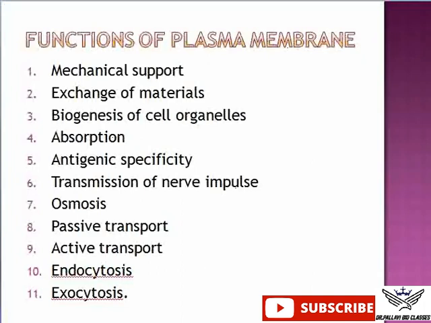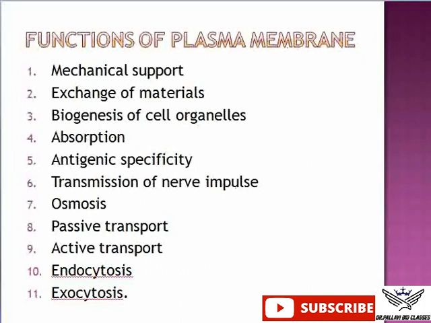Another function of the plasma membrane is absorption. Now how does it help in the absorption process? The microvilli present on the plasma membrane increase the surface area for the absorption of materials. As the microvilli are present on the plasma membrane, we can say absorption is one of the functions of the plasma membrane too.